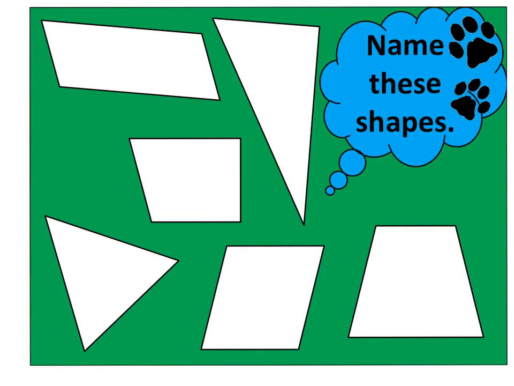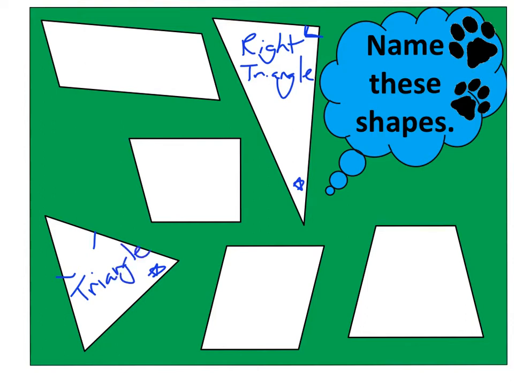Alright, so let's go through and pick out our triangles first. First there's this triangle and this triangle. This one is more specific though. You need to write right triangle for this one. And this one, you could write isosceles, but this is just a triangle.